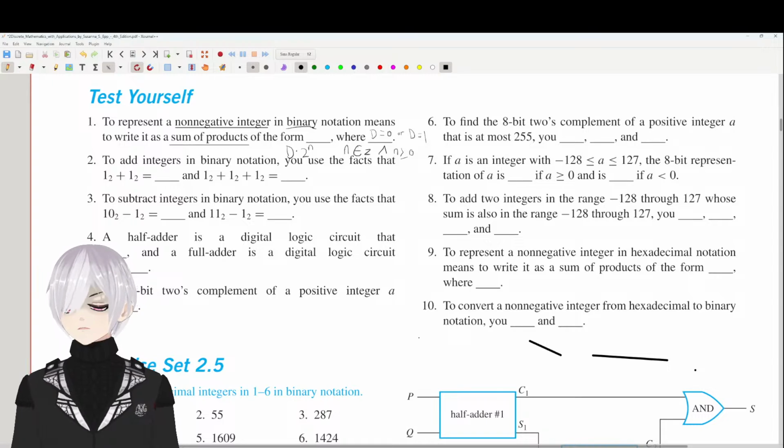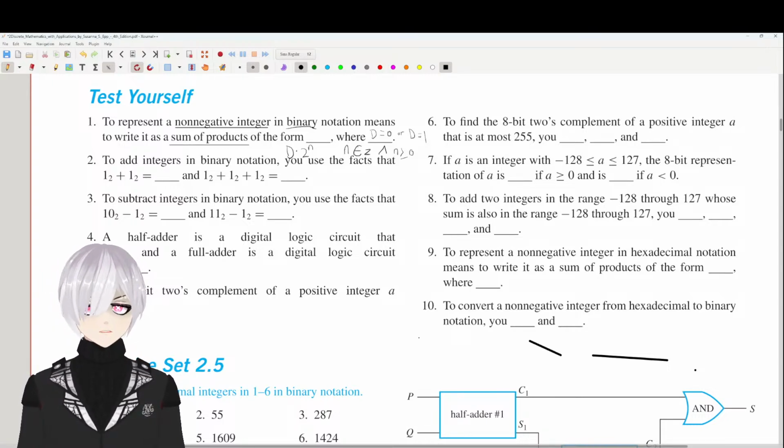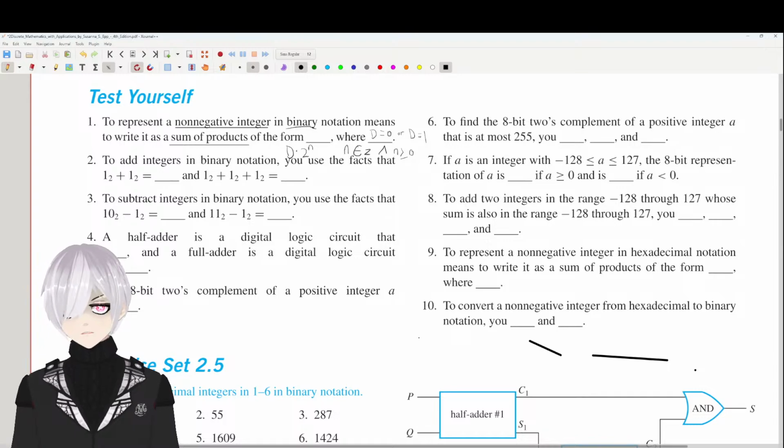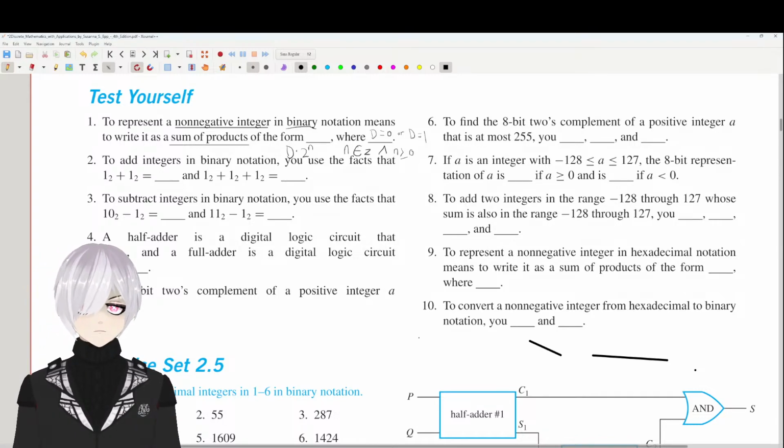To add integers in binary notation, you use the fact that 1 in binary plus 1 in binary equals, and 1 plus 1 plus 1 equals. Well, one plus one will be one zero. And then one plus one plus one would be one one. You think that's the answer they're looking for? Yeah, I think so.